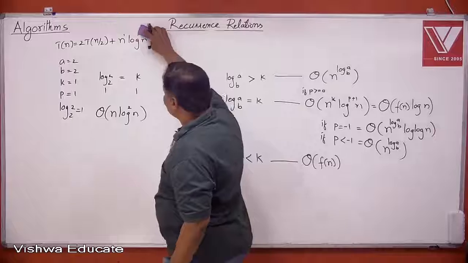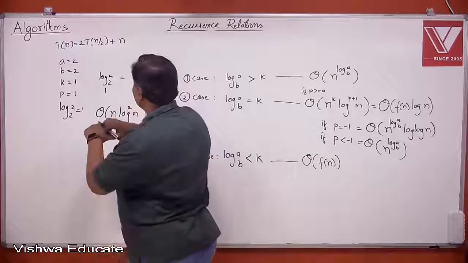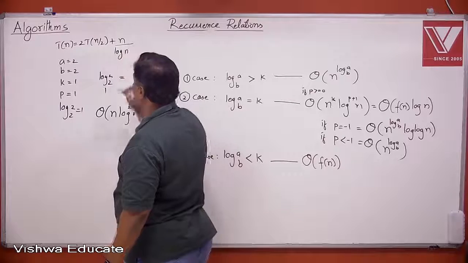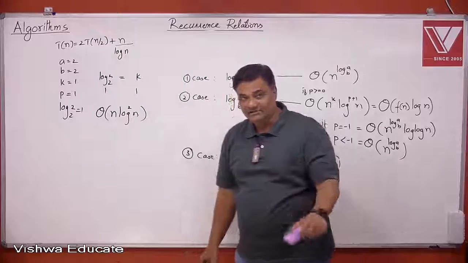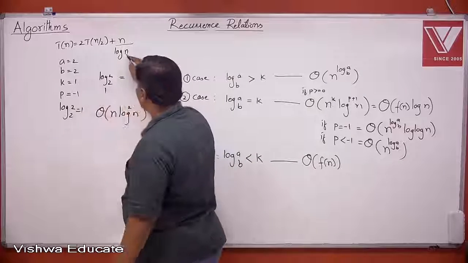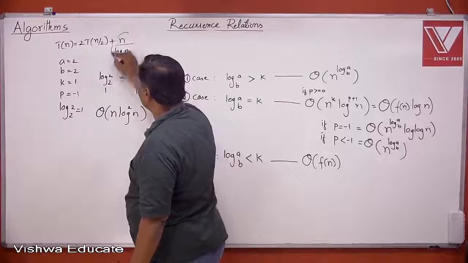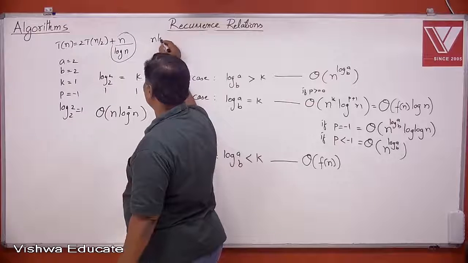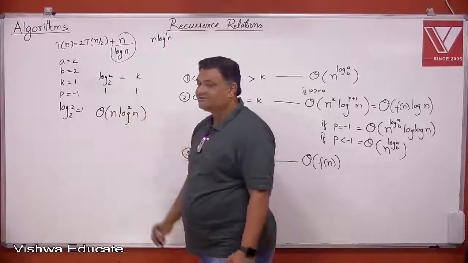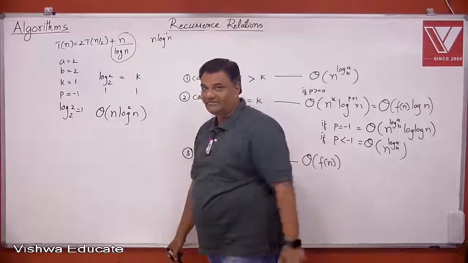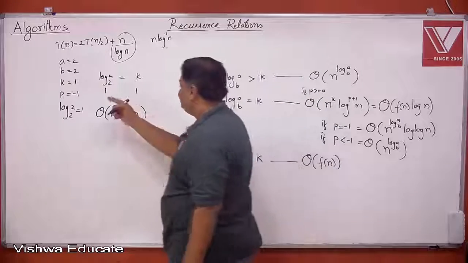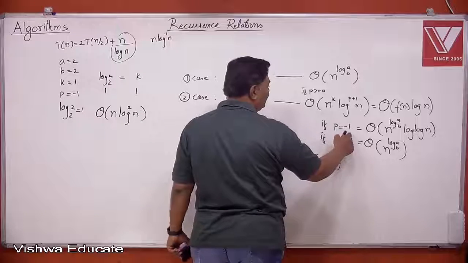Next, look at this. This is n by log n. Log n is in denominator, so this is minus 1. It means this portion is just like n into log n power minus 1, right? So p is minus 1. Okay? Then, when p is minus 1, this is the answer.